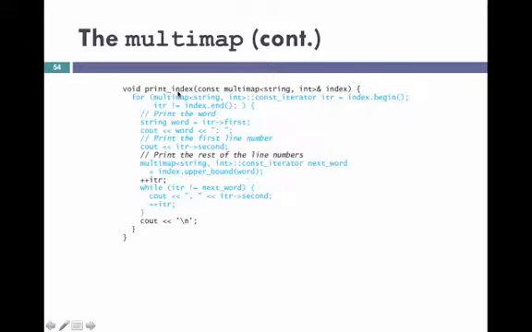Here's a print index function for a multi-map called index, and we can get an iterator that starts at the beginning, and we print words. Then we print the rest of the line numbers by having a multi-map next word. We first set it equal to the upper bound, and then as long as we can continue to get words, we'll output them.